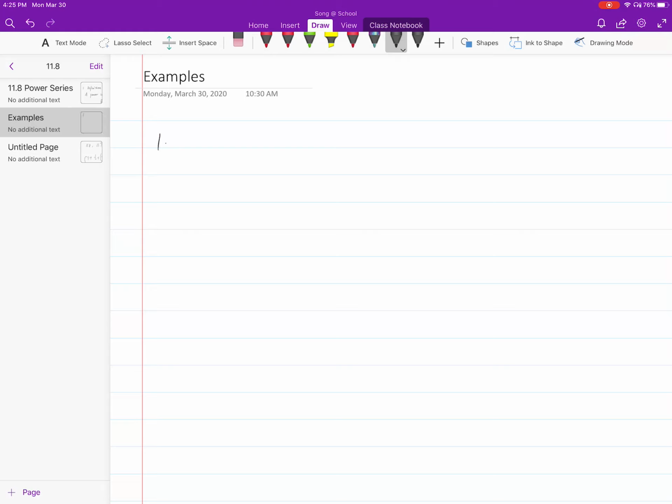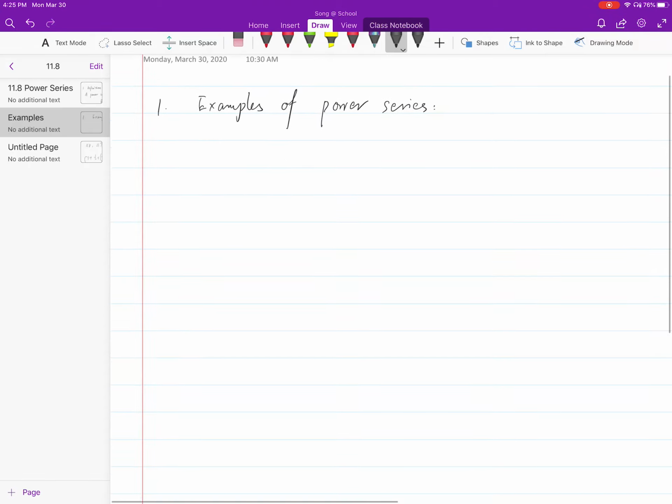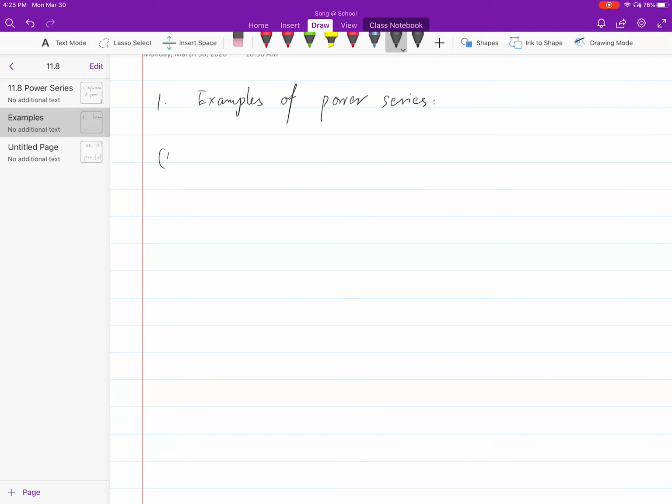Okay, number 1, several examples of power series. The first one will be the one we had in the example. Sum n from 0 to infinity, x to the n. If you write it out, it's nothing but 1 plus x plus x squared plus x cubed plus x to the 4th, dot, dot, dot, all the way up.